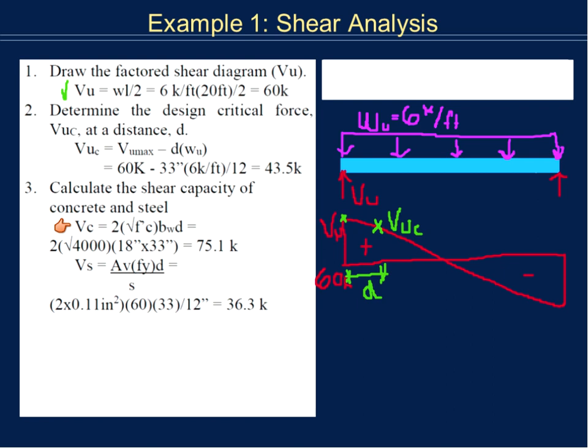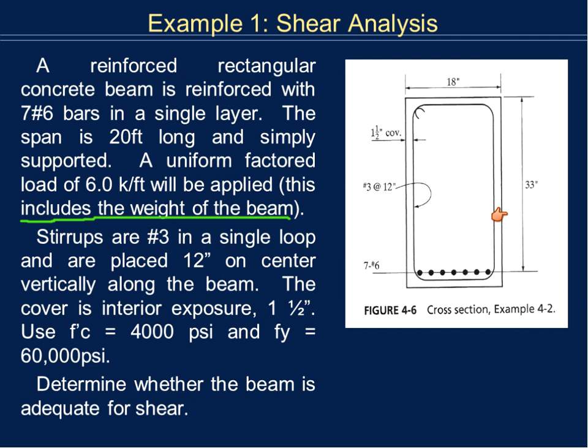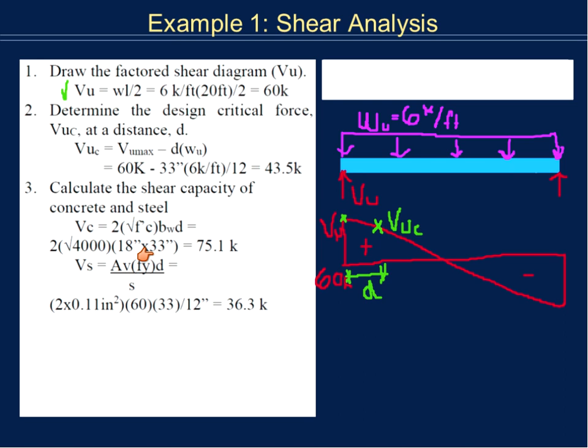So first, determining the resisting capacity of the concrete, which is 2 radical F prime C BW times D. So we have 2 radical F prime C. Notice that this is in 4,000 PSI. Make sure you always use it in PSI. The reason why is that if you try to do just radical 4 KSI and make the units consistent, the equation doesn't work. So this is specifically a formula in pounds and inches. Again, the width of our web is 18 inches and our effective depth is 33. So we have our 18 and our 33. That gives us a concrete shear resisting capacity of 75.1.